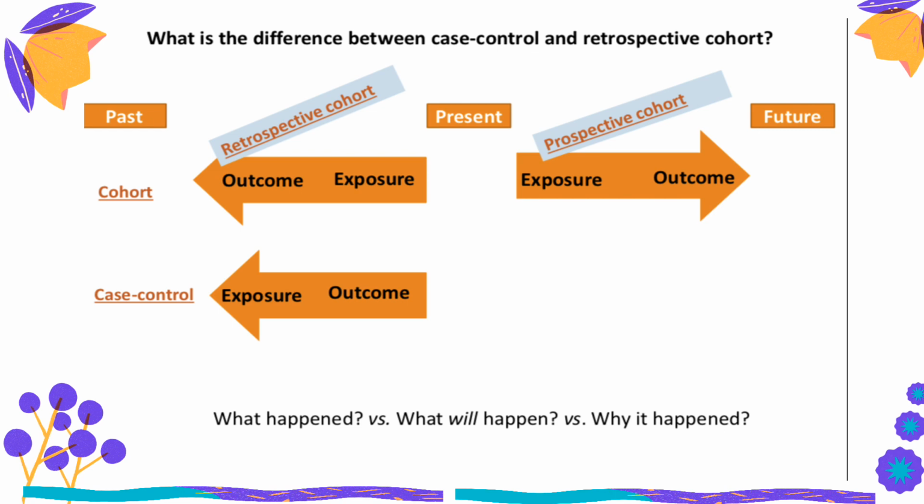This is the summary comparison of retrospective cohort and prospective cohort with case control. The question will differ: what happened versus what will happen and why it happened. It depends. You have to choose the correct research design based on what type of question you want to answer.